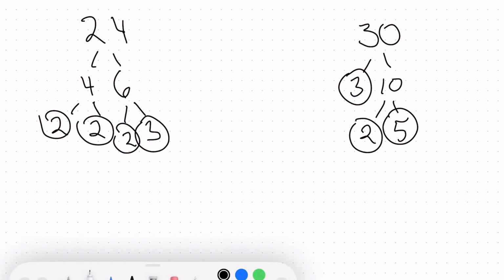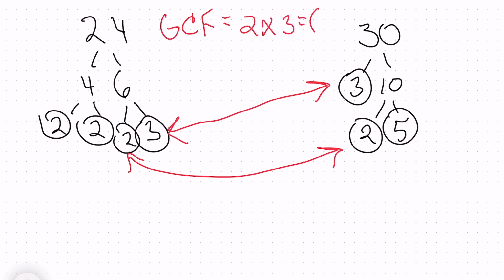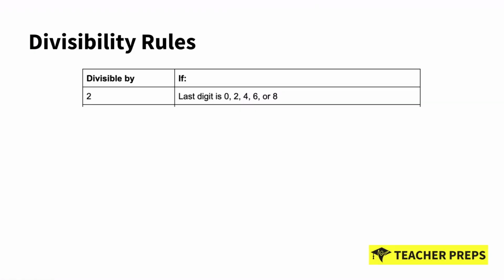Now let's use a different color to find our greatest common factor. Now I see both of our numbers use 3 in their factor tree as well as 2. So what we have to do is take 2 times 3, and that equals the greatest common factor of 6. Your exam will also ask you to demonstrate your understanding all about common divisibility rules.